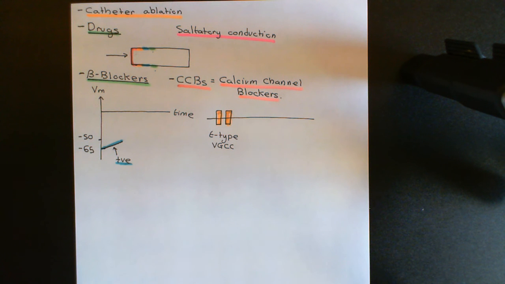Usually voltage-gated ion channels have a higher threshold potential. Usually you have to get up to negative 40 millivolts before a voltage-gated ion channel will open. But these ones open at this low threshold potential of negative 50 millivolts, long before the L-type voltage-gated calcium channels would. They have the more normal threshold potential of negative 40.